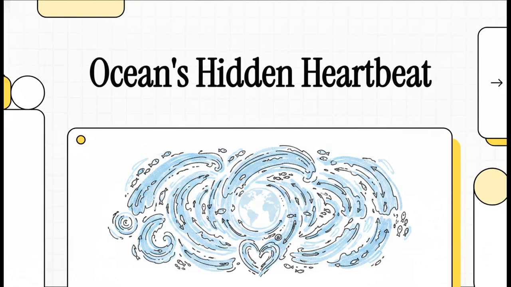Welcome to this explainer. Today, we're diving into a massive, completely invisible machine that literally drives our entire planet. We're talking about a system so vast and so powerful that it dictates our climate, controls exactly where life thrives, and basically sustains all of our global ecosystems. We are talking about the hidden heartbeat of the ocean.